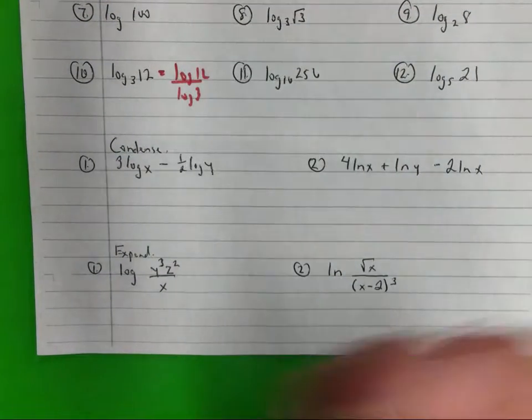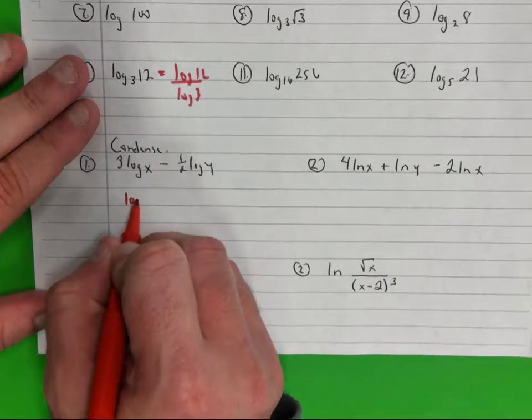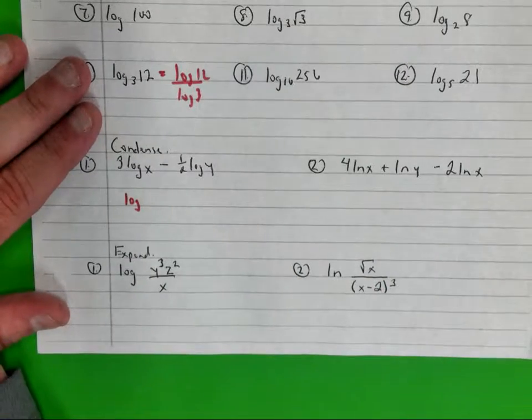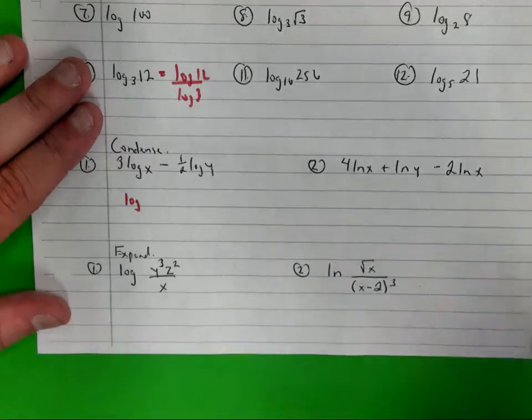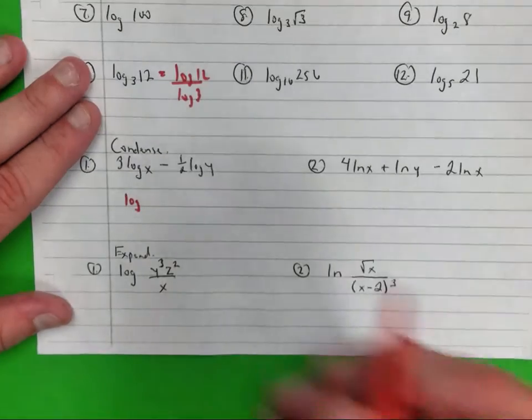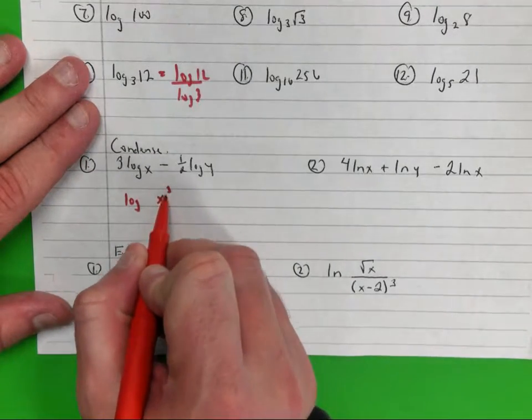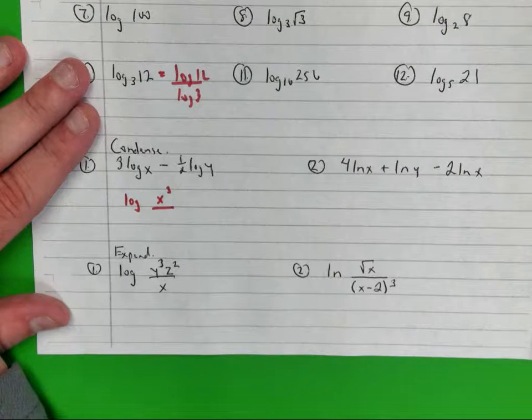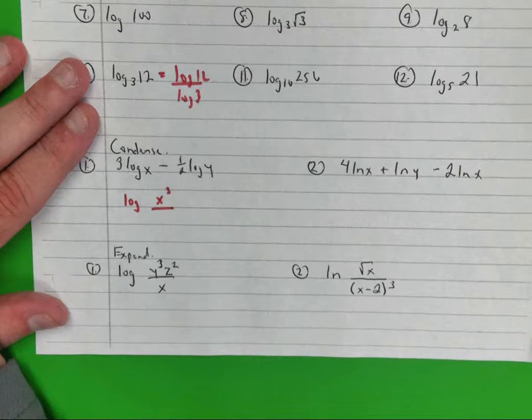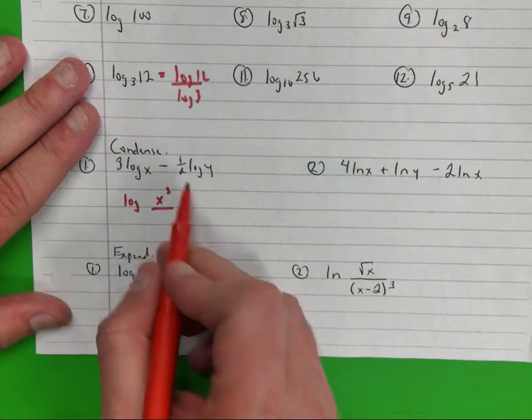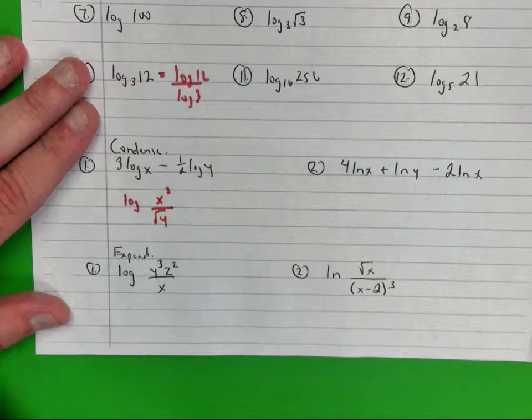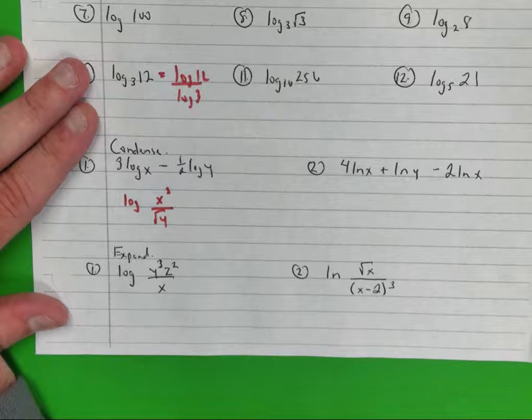Alright, number 3. I will write what first? Log. What comes first? What rule is that? Product rule or quotient rule? Quotient. So I'm going to write what first? X to the? Very good. What will go on bottom? Why will square root of y go on bottom? Because y is raised to the what power? Does that make sense to everybody?